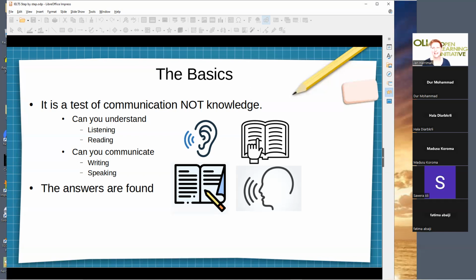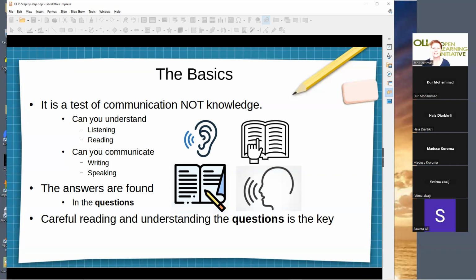The key to the answers is in the question. Yes, exactly. And that's true of Duolingo or this, that question has got the answer inside it. If you understand that question, you understand the answer. Careful reading and understanding the questions is how you get the highest mark. It's not about reading the documents. It's about reading the questions.